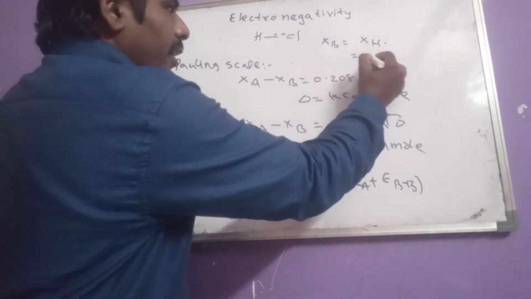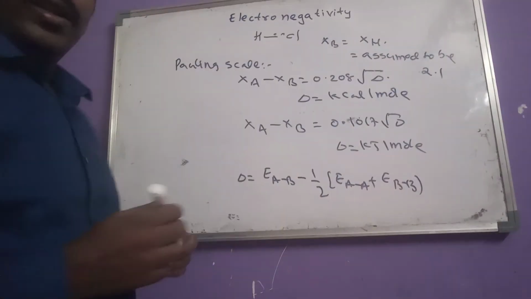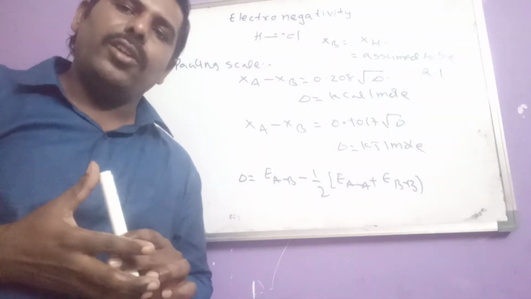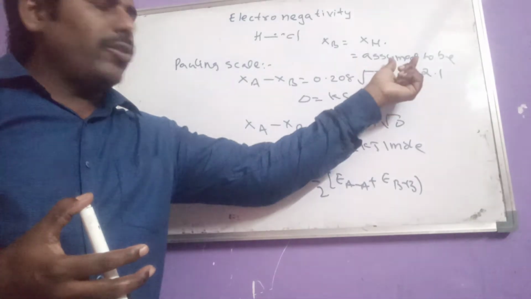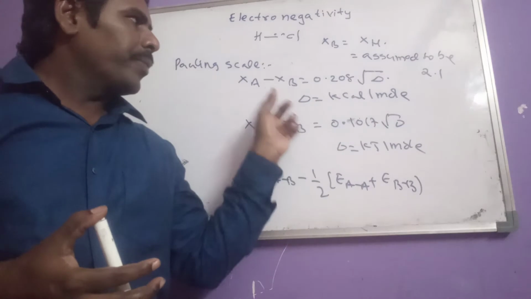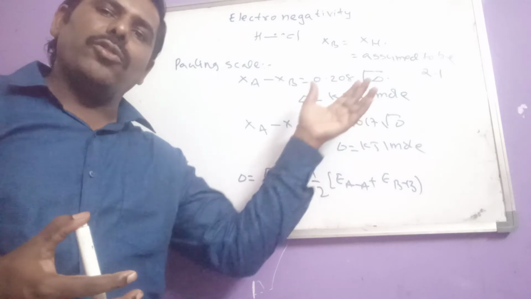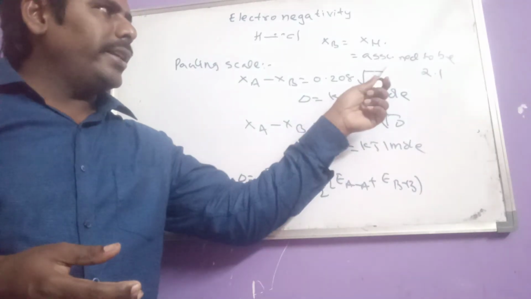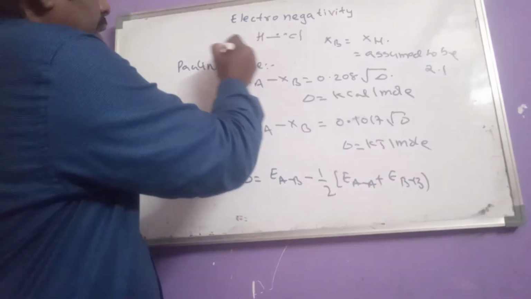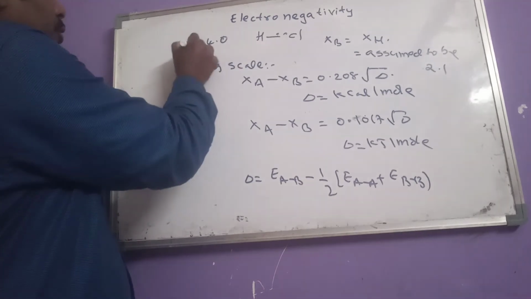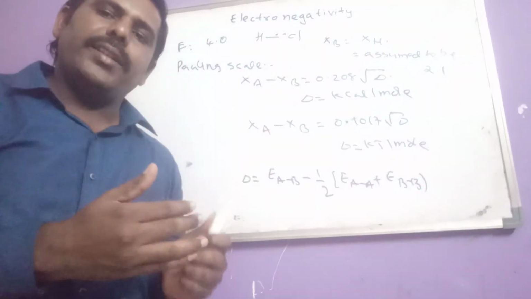And the electronegativity of hydrogen is assumed to be 2.1. That is not the exact calculated value; they just arbitrarily assumed that. By assuming hydrogen electronegativity as 2.1 and substituting in this equation, one can calculate the electronegativity values of other elements. So by assuming hydrogen electronegativity as 2.1, fluorine electronegativity is determined as 4.0. There are no units for electronegativity because it is just a relative value.